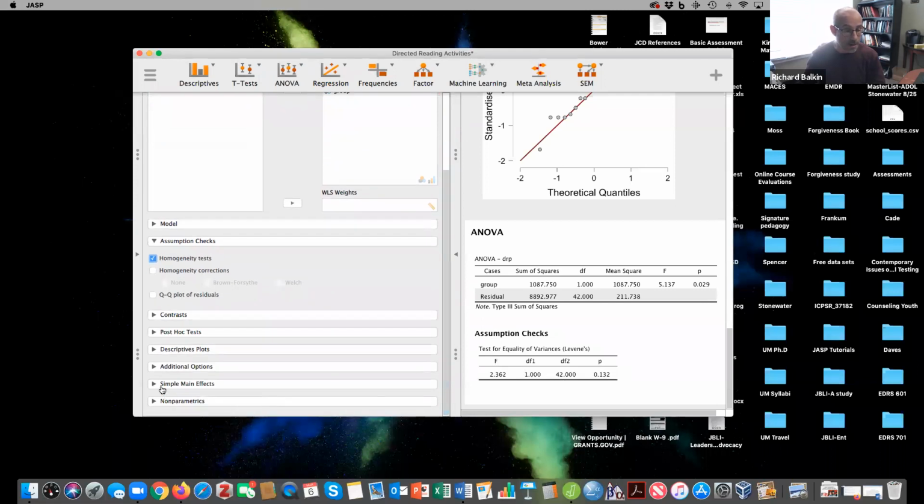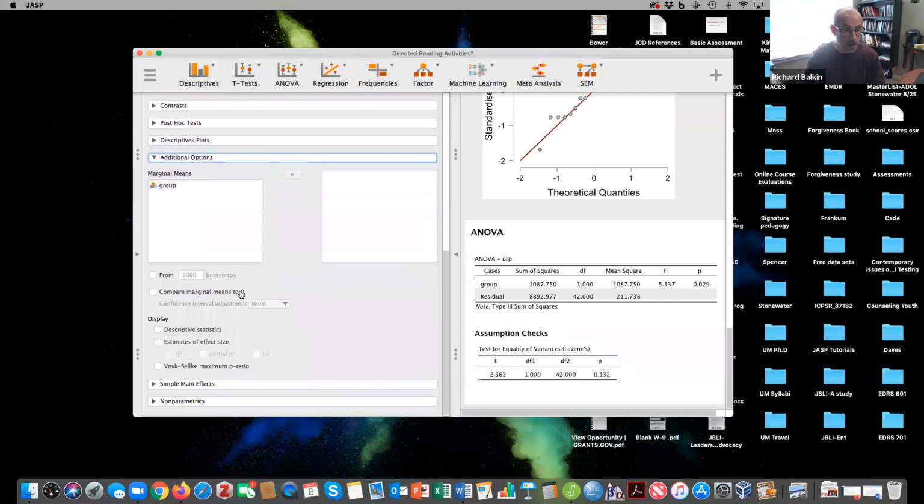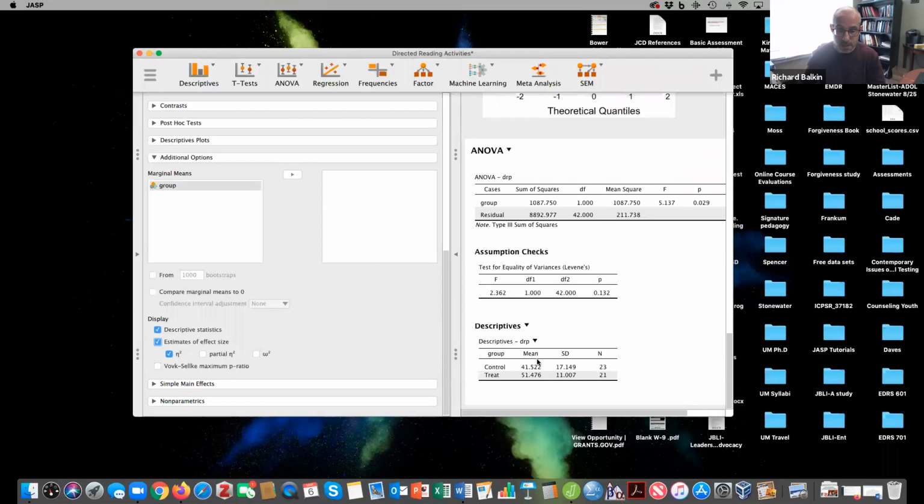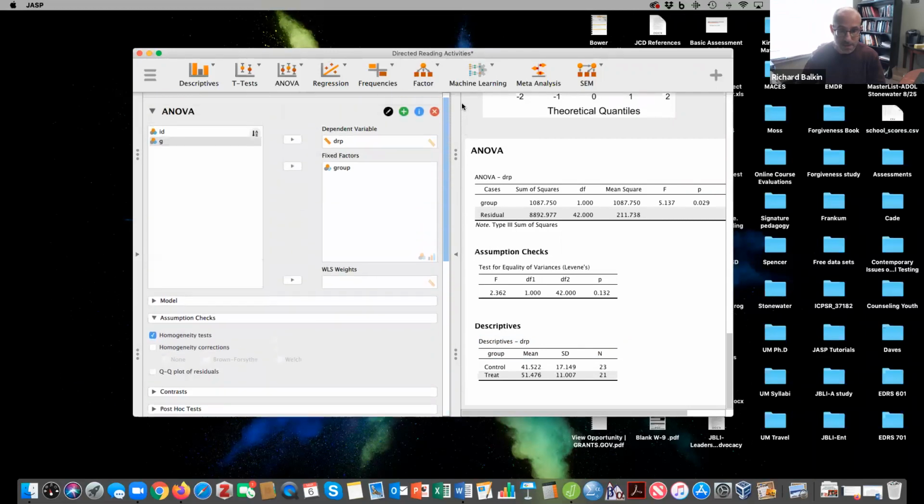I want to go ahead and look at additional options, and I want to click on descriptive statistics and estimates of effect size. Here we see my means and standard deviations. I can copy this table and put it right into Microsoft Word, and I have a table in APA style. And then I have my estimates of effect size. We'll talk about that in a second.